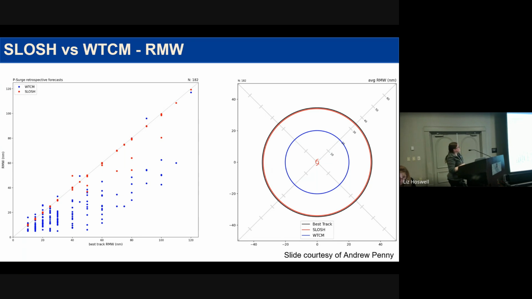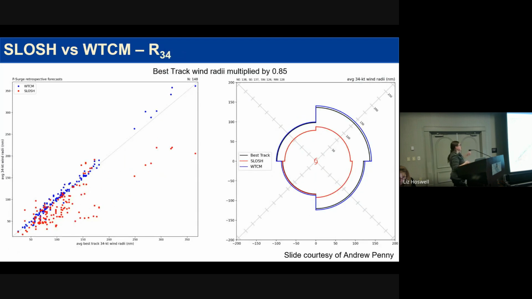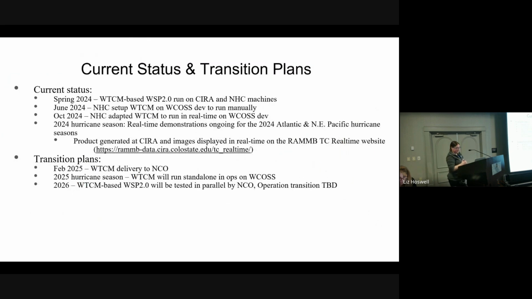And as a result of this, we're actually assessing how the RMW is being handled in the WTCM and potentially better ways of doing that for the inner core. Next slide. However, on the outer core, the WTCM you can see is basically on that one-to-one line with the actual best track 34 knot winds averages, whereas the SLOSH model is too small. So looking to basically come up with the best of both worlds going forward for both the wind and the surge. Next slide.